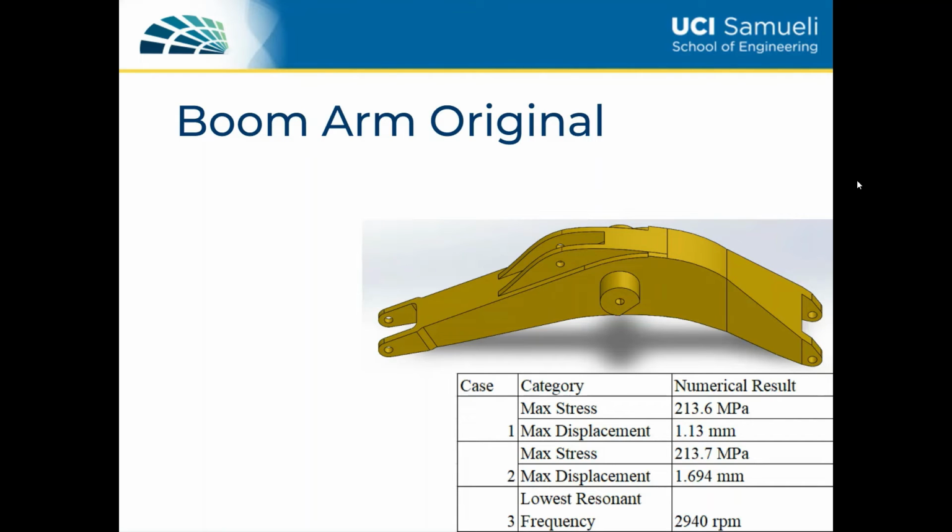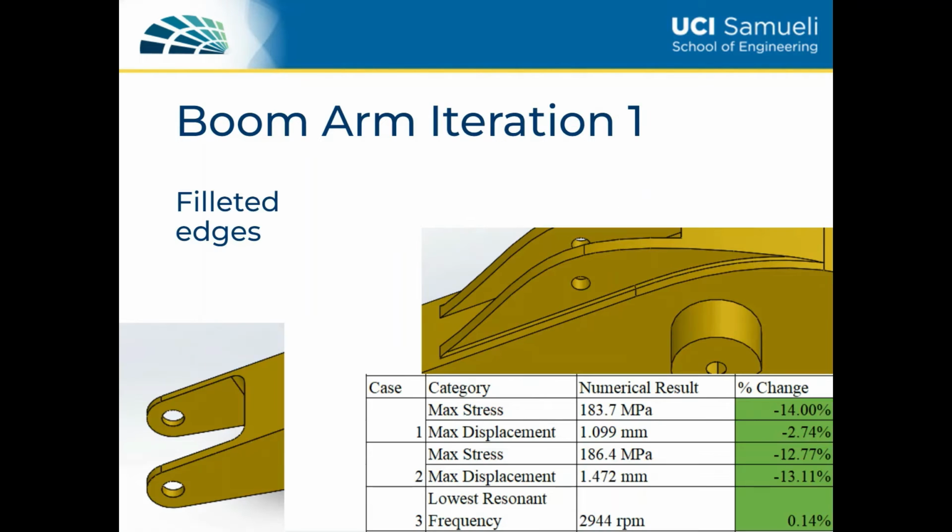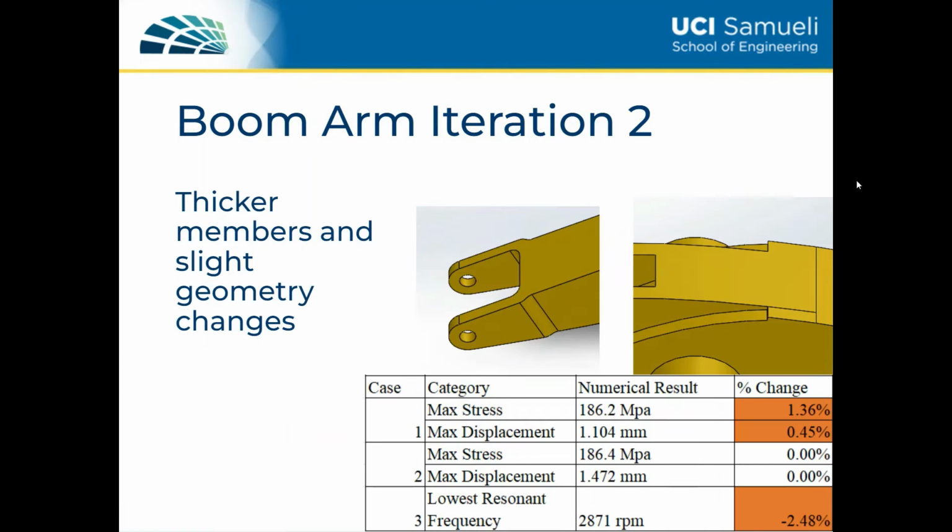The original model resulted in 213.6 megapascals, a max displacement of 1.694 mm, and a resonant frequency of 2940 RPM. The first iteration has filled some edges and reduced stress by 14%, displacement by 13%, and no change to resonance. And the second iteration was the same or marginally worse in all categories.